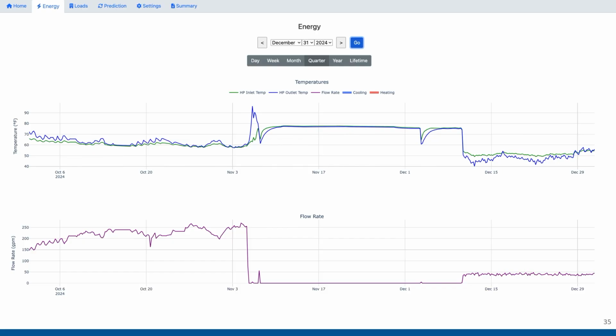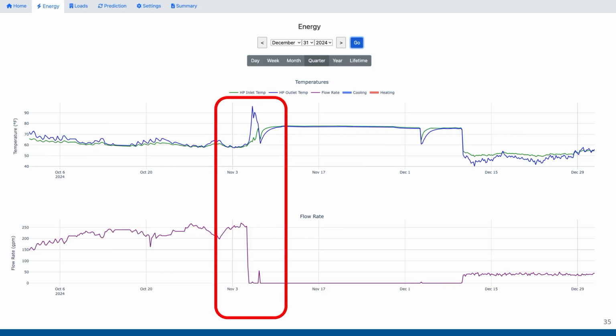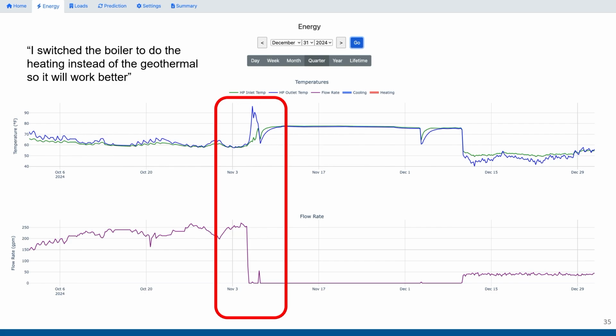Yeah, there's a pretty big drop here, right? Which is interesting because this is in Toronto, so in November you're probably heating. What happened was the controls contractor went to site for whatever reason, and this is a quote: "I switched the boiler to do the heating instead of the geothermal, so it will work better."